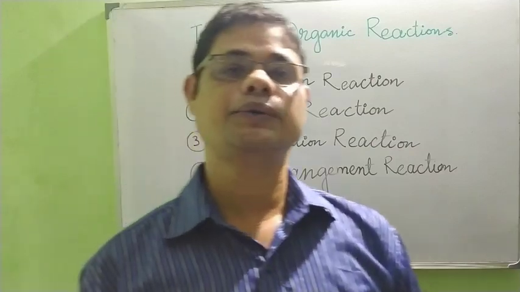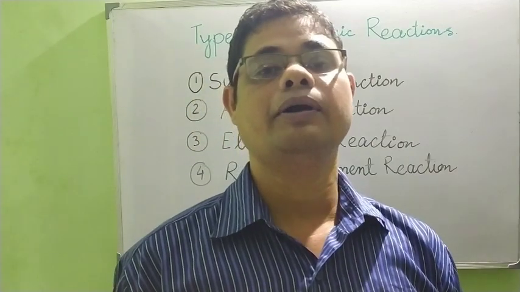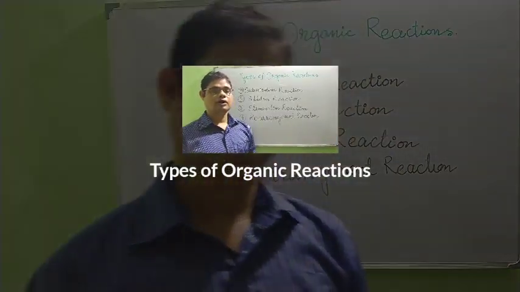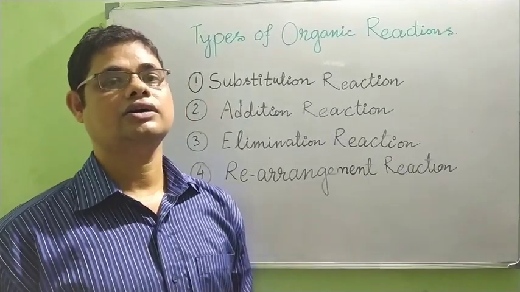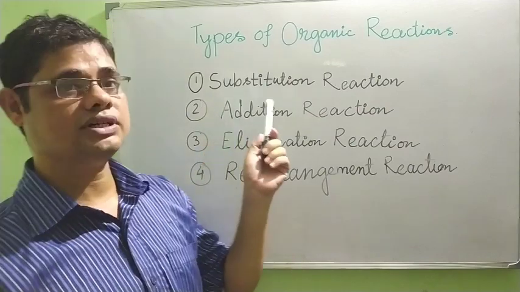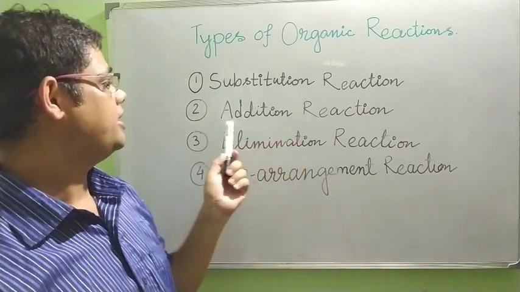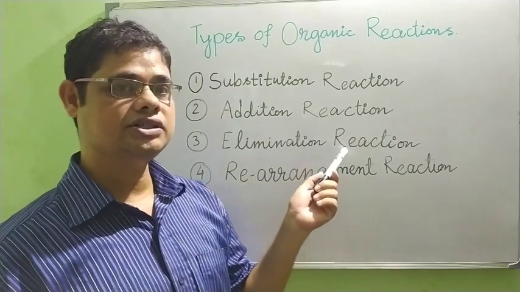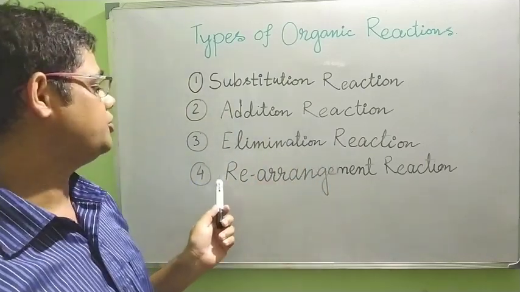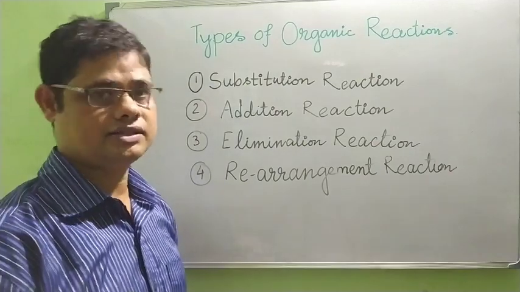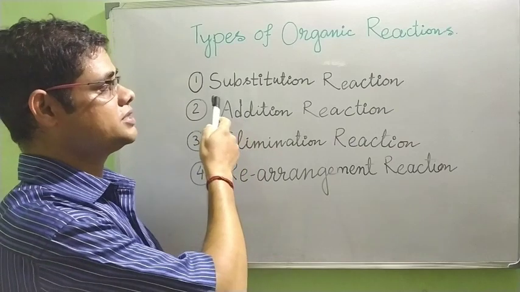Hello students, today we are going to learn about the types of organic reactions. Organic reactions are of four types. That is, first one is substitution reaction, second addition reaction, third one is elimination reaction, and the fourth one is rearrangement reaction. Now let's discuss the substitution reaction.